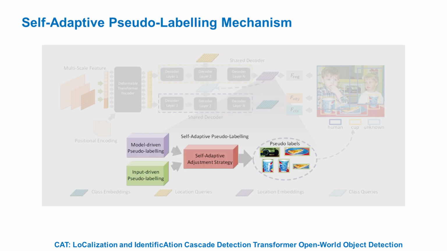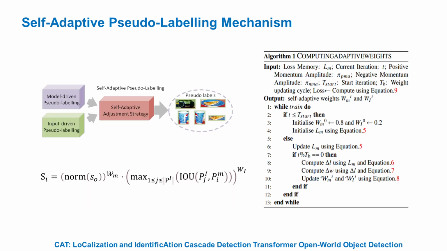A novel self-adaptive pseudo-labeling mechanism is proposed for self-adaptively combining model-driven and input-driven pseudo-labeling according to the situation faced by the model. With the self-adaptive pseudo-labeling mechanism, CAT particularly maintains the ability to explore the knowledge beyond the known objects, and self-adaptively adjusts the pseudo-label generation to the actual situation during the model training process. In this paper, the attention-driven pseudo-labeling is used as the model-driven pseudo-labeling, and selective search is selected as the input-driven pseudo-labeling. The flow of the algorithm is shown.